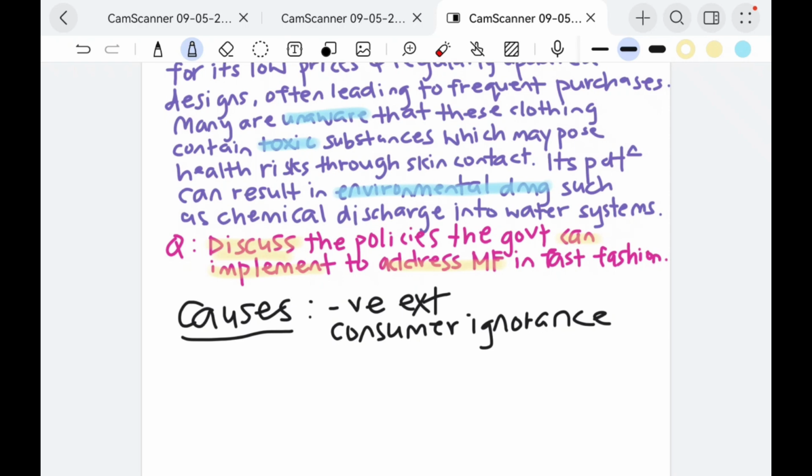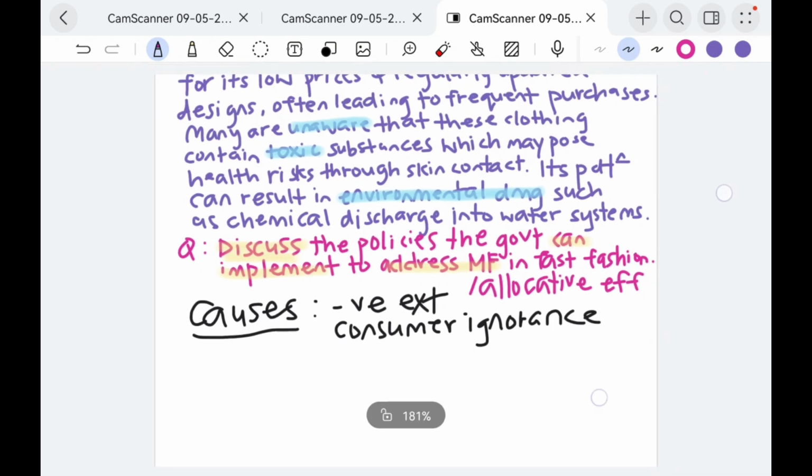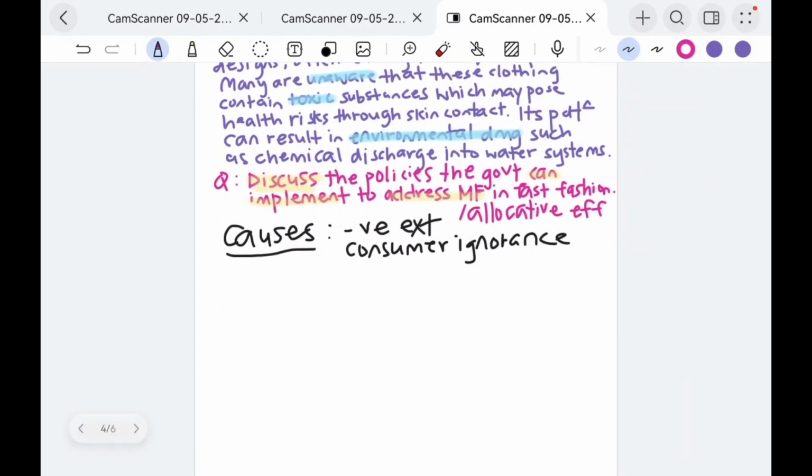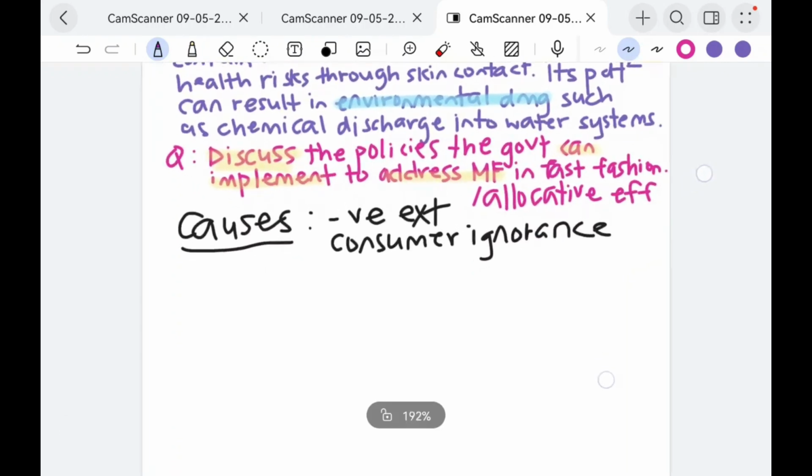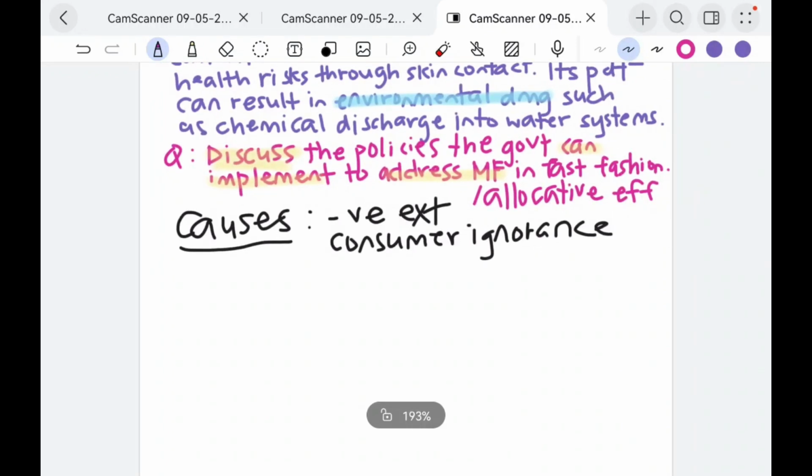Okay, so this question is quite nice because they talk very obviously about what the policy is for, which is to address market failure. Sometimes the question may talk about ensuring allocative efficiency. This is the same thing, but asked in a different way. So please take note of some ways that questions may tweak but are actually asking the same thing. Okay, so when we talk about discussing the policies that they can implement, we need to think a little bit deeper and unpack what it means.